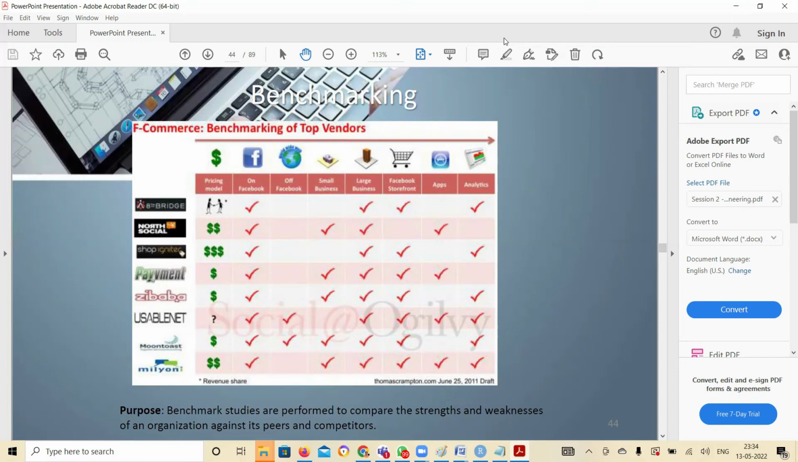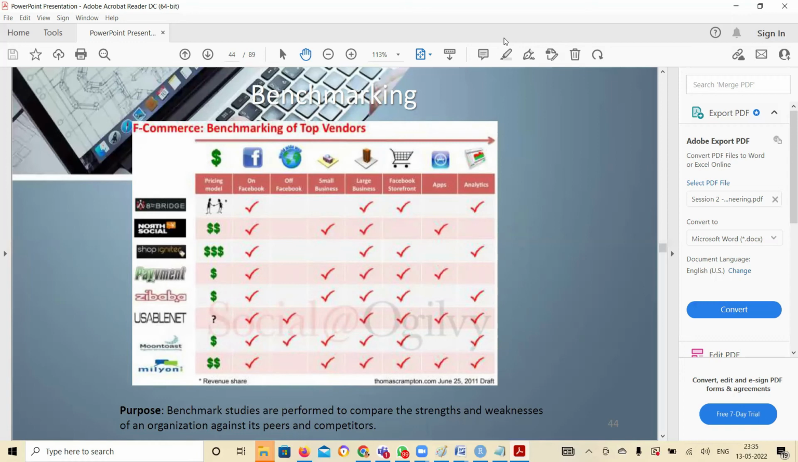Then you talk about the features which are already there: pricing model, on Facebook, off Facebook, small business, large business, Facebook storefront, apps, analytics, and you mark which company has which product. These features are the ones in the latest trend. People are looking for these features, and you put a tick mark if you have it. If you don't have it, leave it blank.